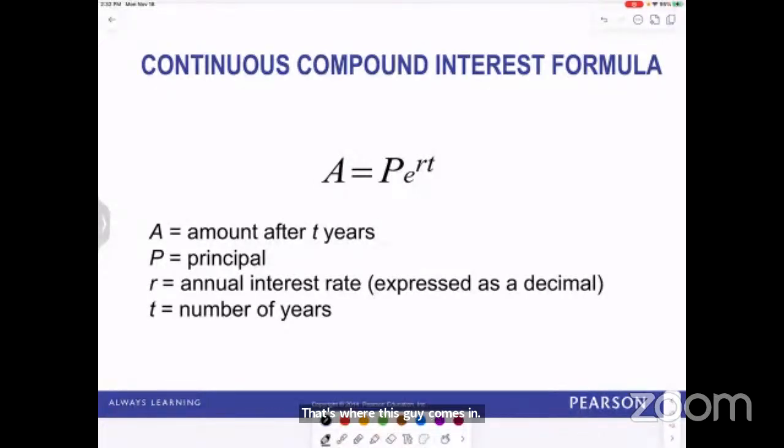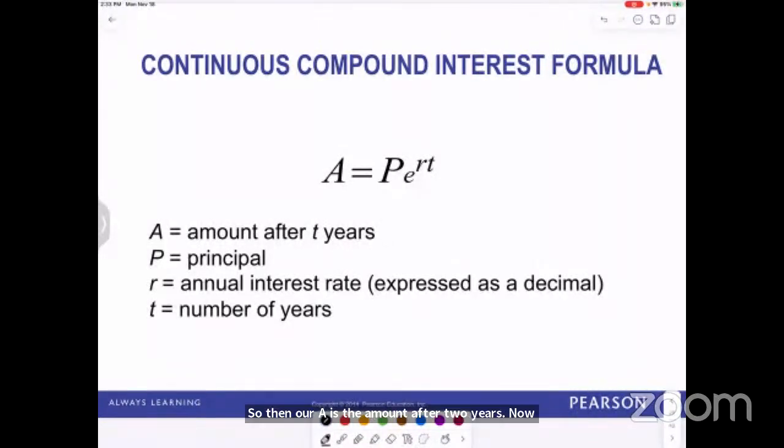This is our continuous compound interest formula. So whenever you see the word continuous, you want to use this guy here. If you have a formula sheet, you definitely want to add this to your formula sheet. The way I remember it is the PERT formula, A equals P e to the RT. I use that whenever we're working with continuous compound interest. Our A is the amount after t years.